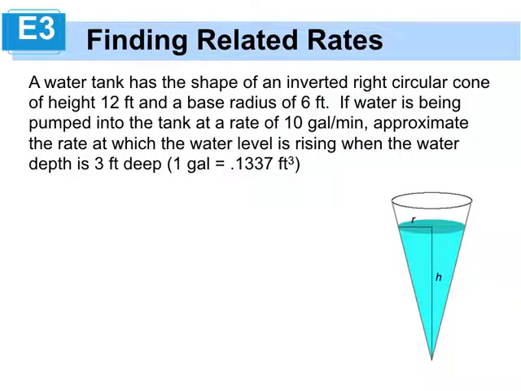There's the cone. And when I drew it, I chose some arbitrary depth. It doesn't matter. But I called the height of the water h, and I called the radius of the water r, which is different than the height and the radius of the cone that's containing it. This will work for any point in time. The cone, however, is going to be constant. It has a height of 12 and a base radius of 6. That becomes relevant later on.